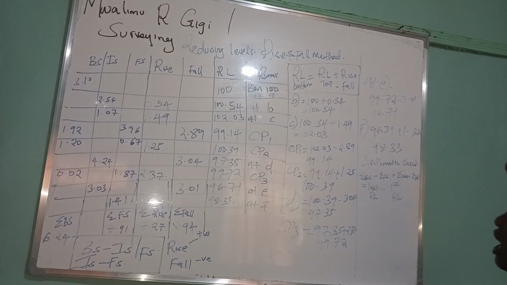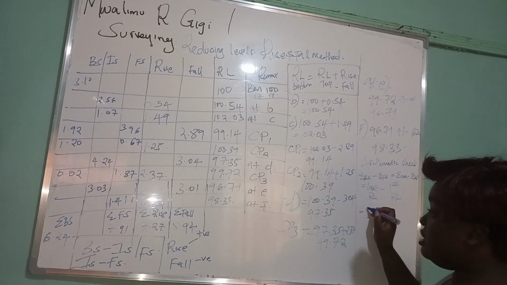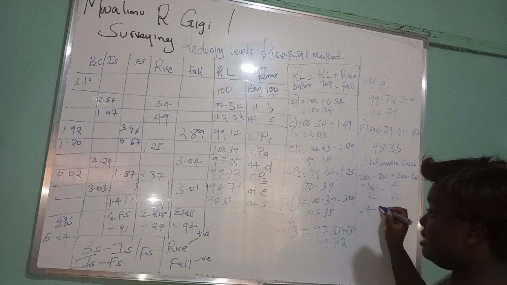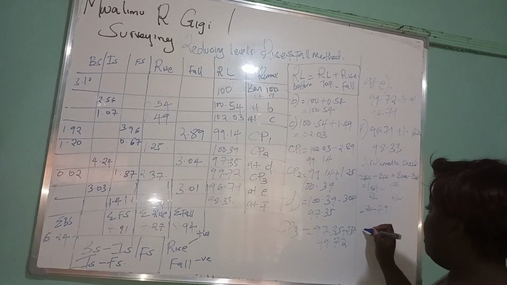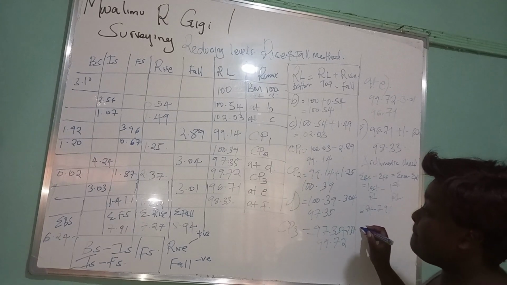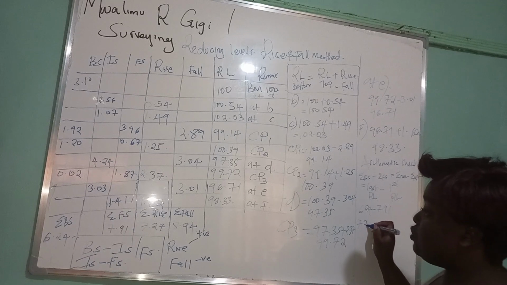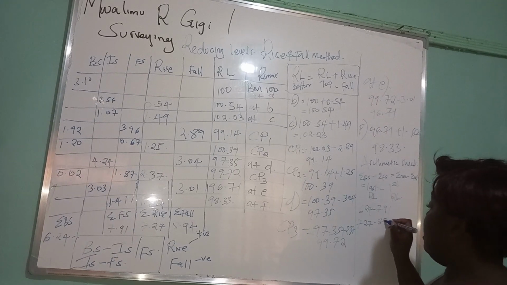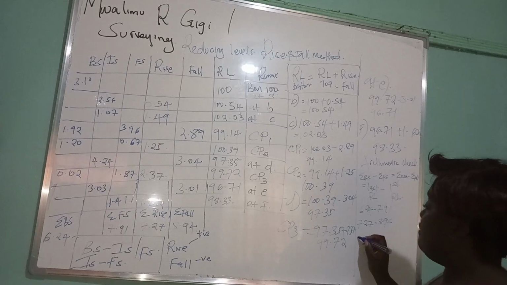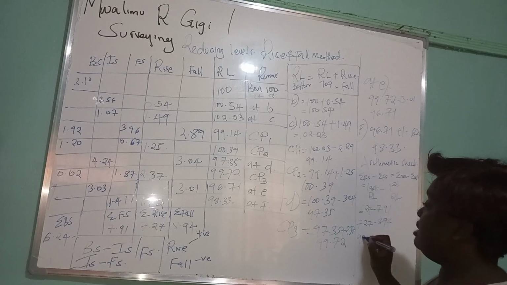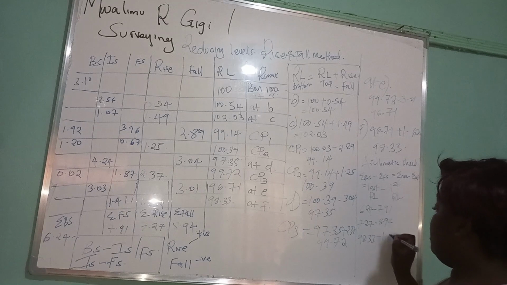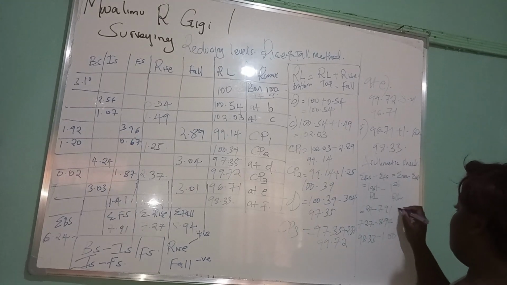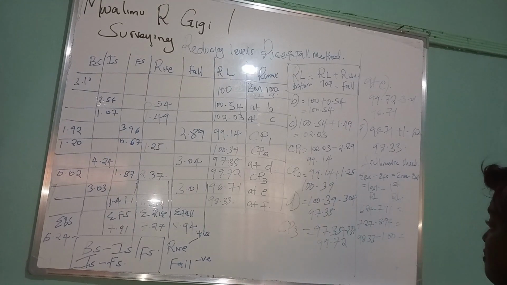So in our case, we have 6.24 minus 7.91. Then we have 7.27 minus 8.94. Then we have the last reduced reading as 98.33 minus 100. I don't know if it will give us the same answers.